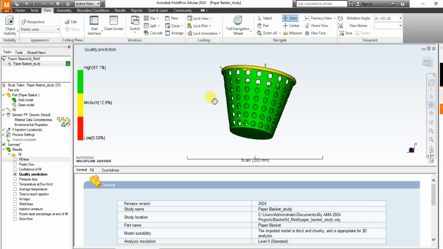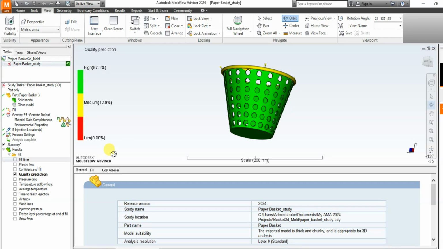Now, under these, of course, you also have the high quality prediction, the medium. The green is the high, the medium is the yellow, while the low is the red indicator respectively. So this is all about the quality prediction.